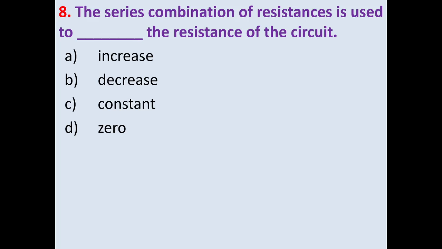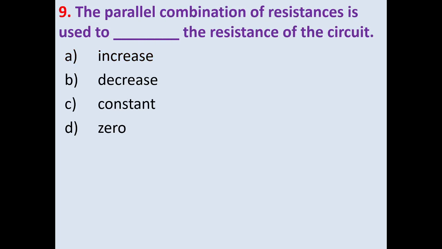The series combination of resistances is used to dash the resistance of the circuit. We know that whenever resistances are connected in series, the total resistance of the circuit increases. So the series combination of resistances is used to increase the resistance of the circuit. The parallel combination of resistances is used to dash the resistance of the circuit. Again, we know that whenever resistances are connected in parallel, the total resistance of the circuit decreases. So the parallel combination of resistances is used to decrease the resistance of the circuit.